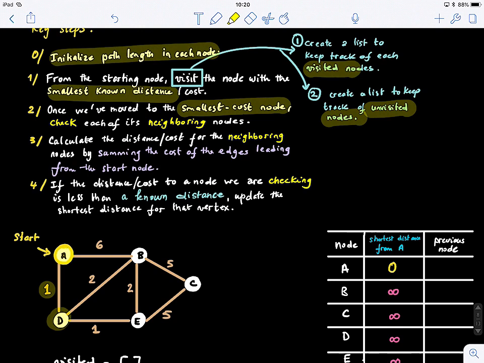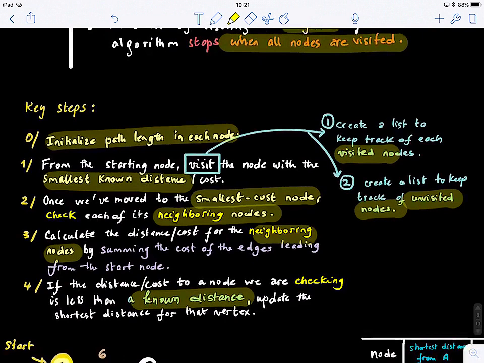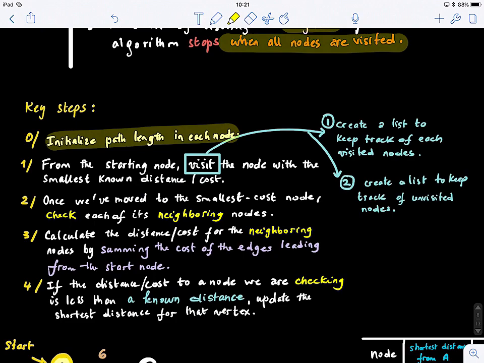we need to check each of its neighbors. This node is active now, so we explore its neighbors and calculate the cost for them by summing the cost of the edges leading from the start. Basically we update the values inside these neighboring nodes. If the distance to a node we are checking is less than a known distance, say before we found 6, but after updating we find 5, then we need to update that shortest distance for that node or vertex. Let's look at how this operates, and you will understand by the animation and the demo. It will be much easier.